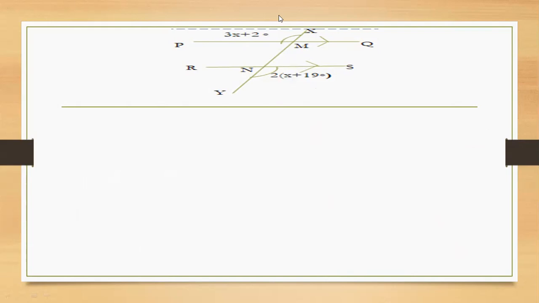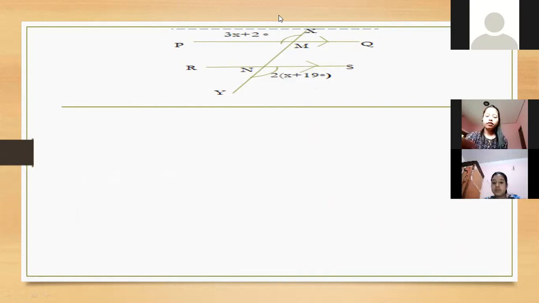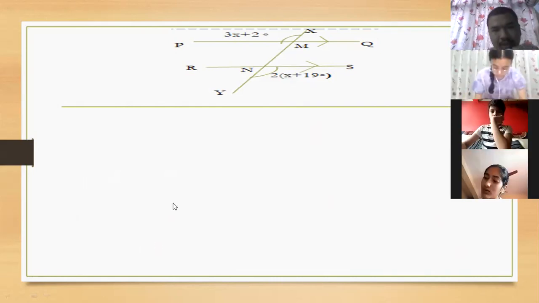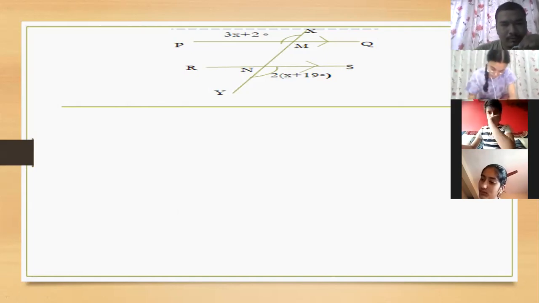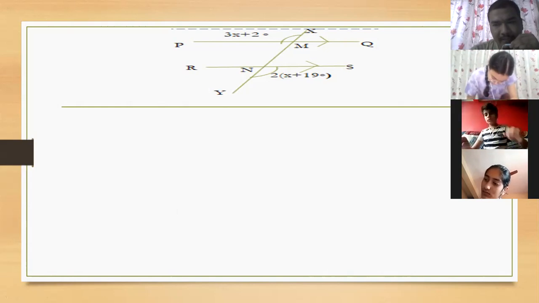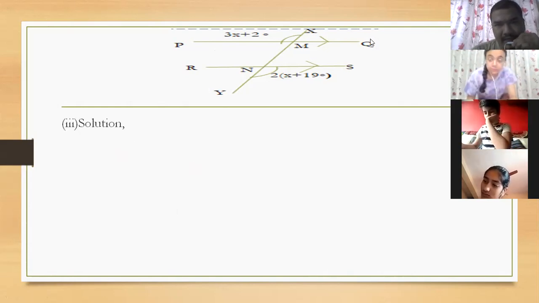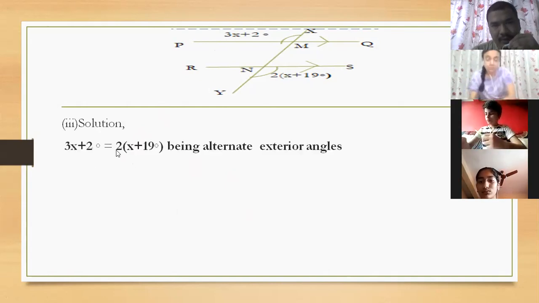Alternate exterior angles. You can only say alternate, don't say alternative, okay? Alternate exterior angles. You have to tell them alternate exterior angles. Then they are equal because the two lines are parallel, right? Then they will be equal.